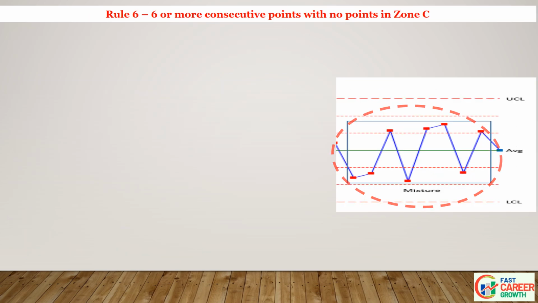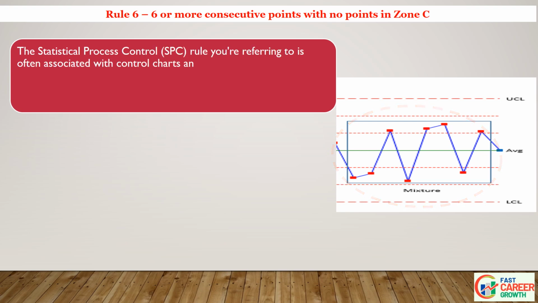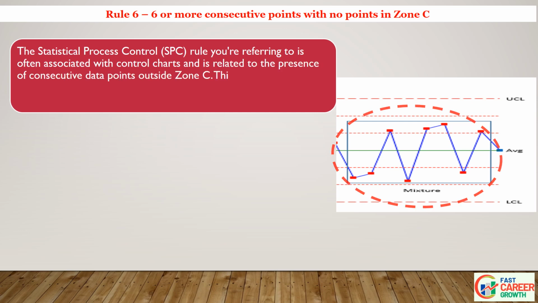Next, Rule 6. If 6 or more consecutive points with no points in Zone C, the Statistical Process Control (SPC) rule you are referring to is often associated with control charts and is related to the presence of consecutive data points outside Zone C.